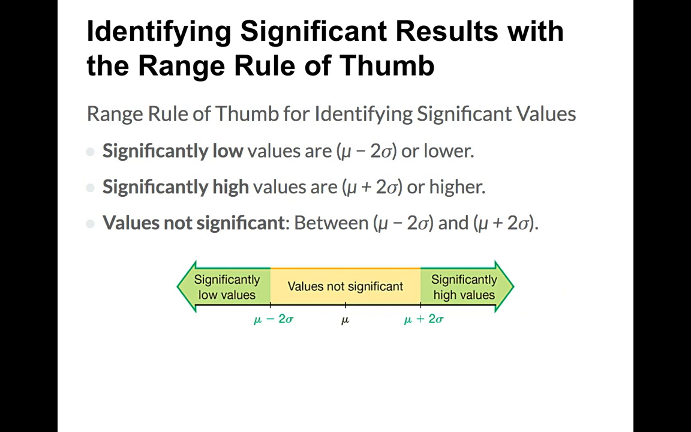Now, range rule of thumb. We've talked about this kind of idea before, being 2 standard deviations away from the mean. It still applies. Something is significantly low if it's below the mean minus 2 standard deviations. It's significantly high if it's above the mean plus 2 standard deviations. Now, if it's in between, this says value is not significant. And I don't really like that term because it makes it seem like they're not important. But that's not the case. That just means that they are not significantly high nor significantly low. So that is anything between the mean minus 2 standard deviations and the mean plus 2 standard deviations. Okay.